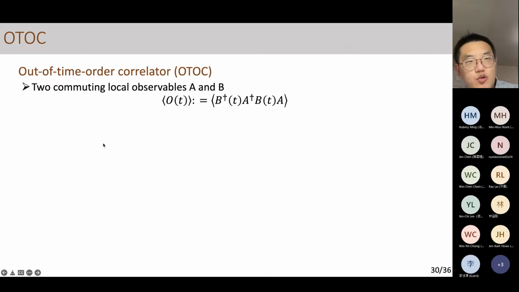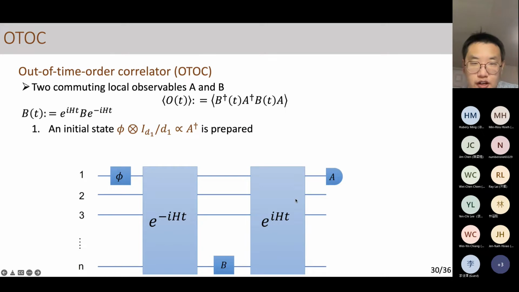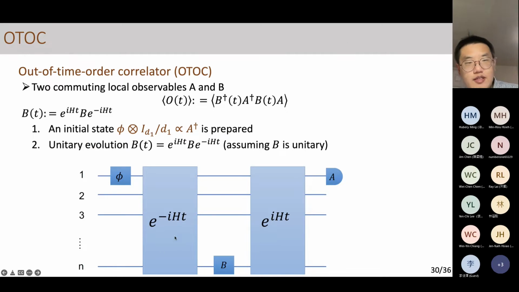Here we have two commuting local observables A and B. We want to know the expectation value of B dagger T times A dagger times B dagger A, where B(t) is the observable B after a time evolution. If we want to know this expectation value in experiments, people can use the following circuit to measure it. At first, we prepare some initial state, phi tensor identity, which corresponds to the A dagger. Then we implement the evolution, e to the minus iHt, then B, then e to iHt. Here we assume B is unitary. After this evolution, we perform the measurement A on the first qubit. After running this circuit, we can know this observable.